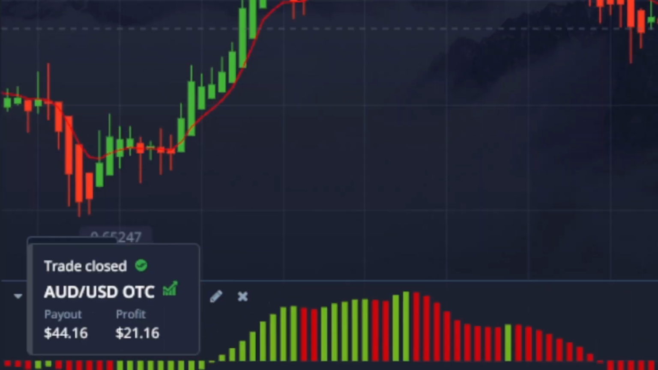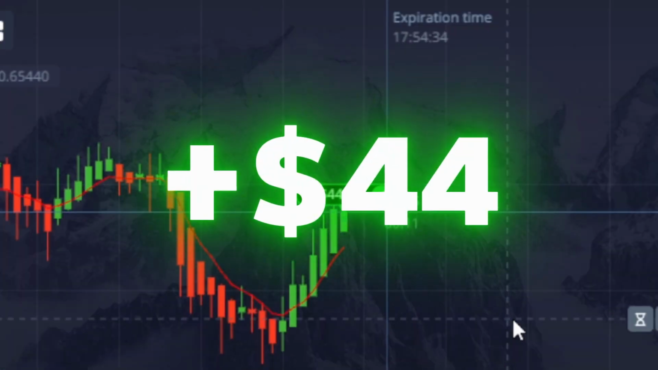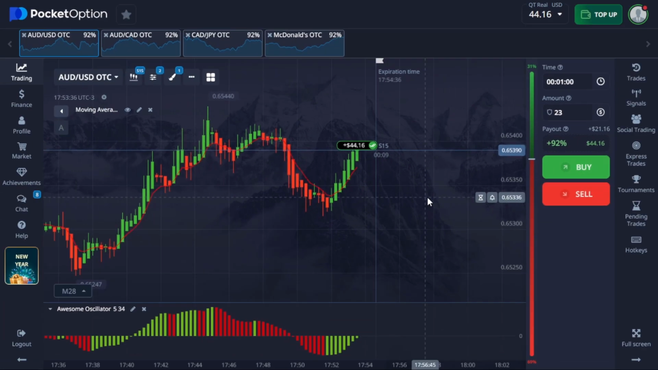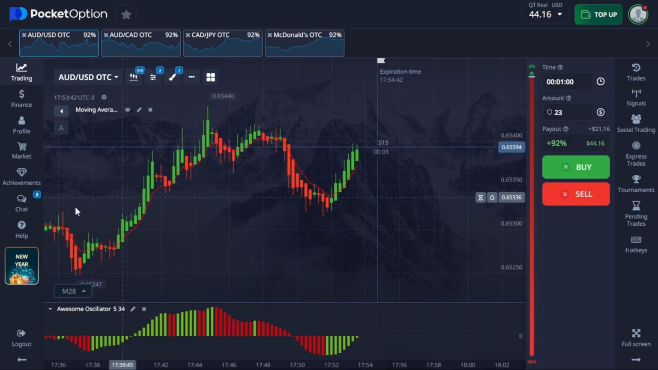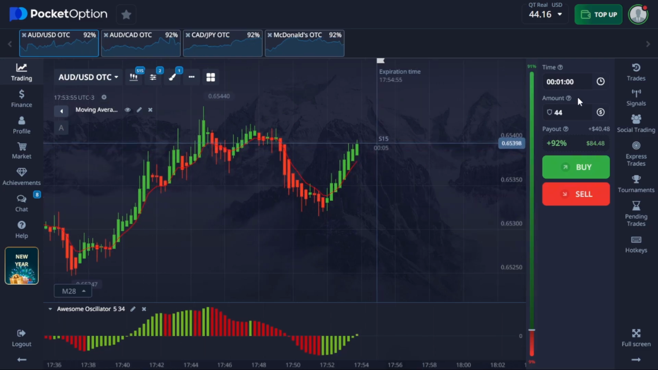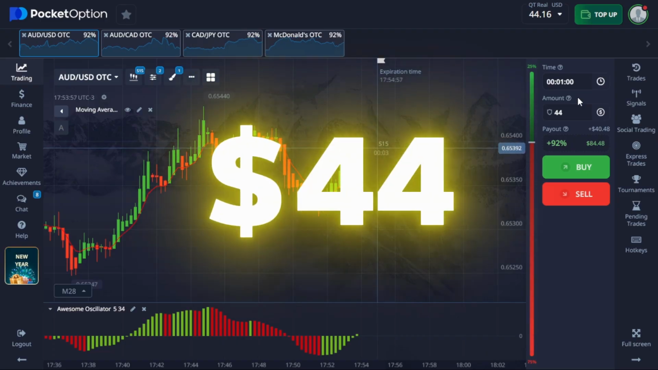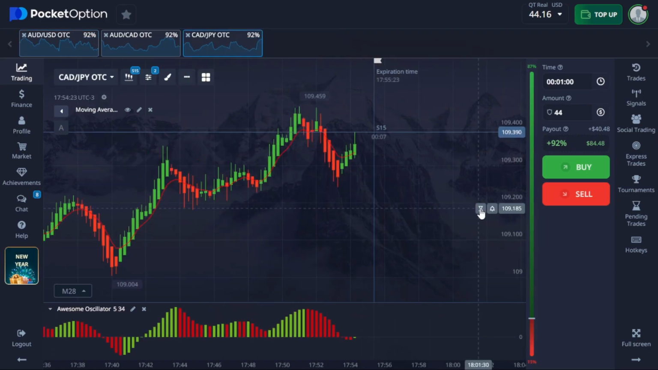Position 1, guys, on AUD/USD OTC. Now we have $44. Okay? The strategy respected the trend continuation and comfortably gave us a win. The next trade will be with $4. Okay? Let's change this, and we look for a similar position.